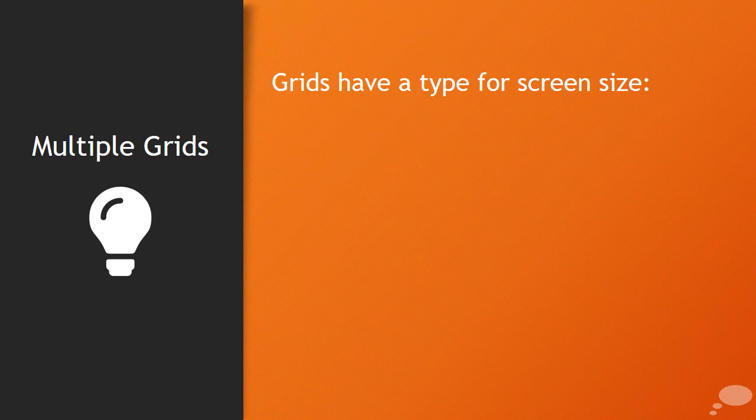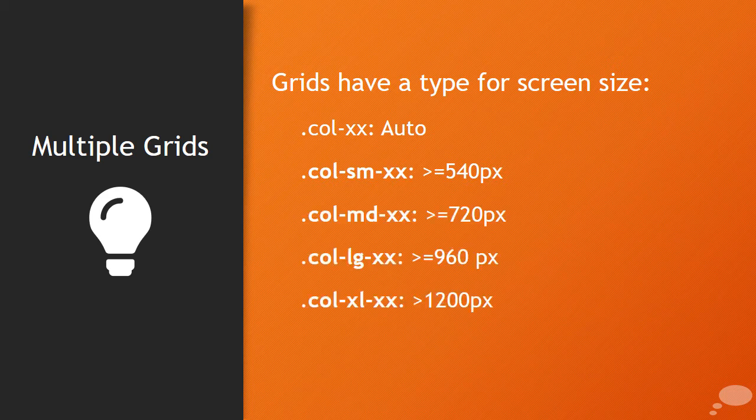Bootstrap supports the idea of multiple grids. The idea is that you have a grid for each type of screen size. By just using column and then a number, it's going to automatically make it across all the screen sizes. But as you want to specify, you can have column small, medium, large, and extra large. And in this way, you're going to specify what the column you want to use based on those different screen size breaks that we've been talking about in mobile development.